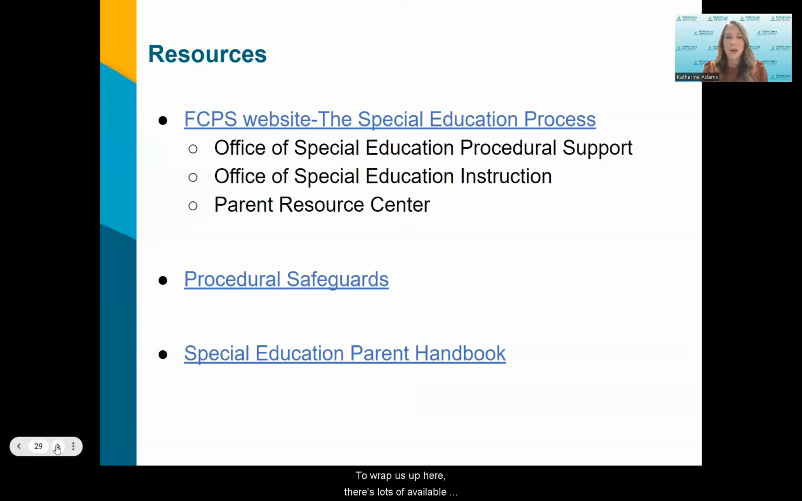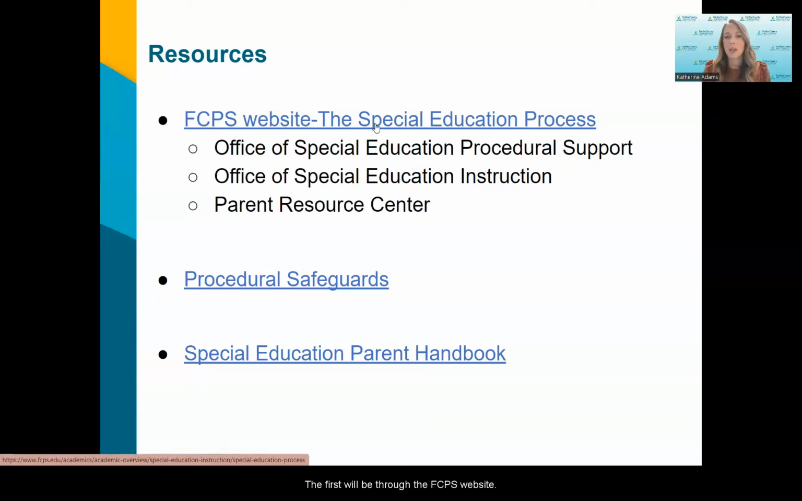To wrap us up here, there's lots of available resources for parents and families and caregivers, so we'll kind of delve into those for a few minutes. The first would be through the FCPS website. There is a page called the Special Education Process, which includes a vast amount of resources for families, but also links out to other websites to connect you with the Office of Special Education Procedural Support, the Office of Special Education Instruction, and even the Parent Resource Center. So I'll go ahead and take you there so we can navigate that site.